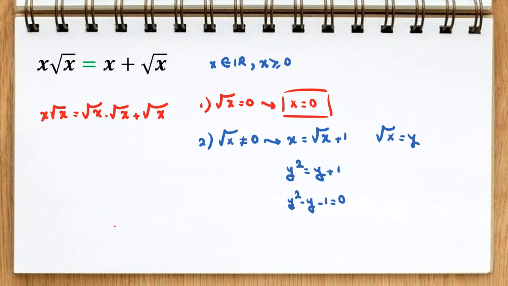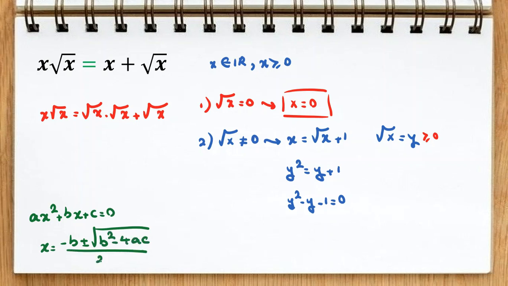Now we should find y, and we know y is at least 0, because it's the square root of x. We should use the quadratic formula for this part. Let me write this in green. Okay, quadratic formula is what? If you have ax squared plus bx plus c equal to 0, then x equal to negative b plus minus square root of b squared minus 4ac all over 2a. So if we apply it here, y will be negative negative 1 plus minus square root of negative 1 squared minus 4 times a times c negative 1 all over 2a.